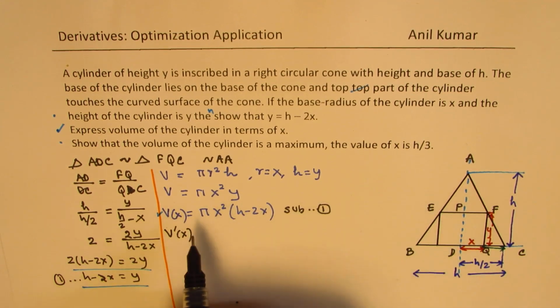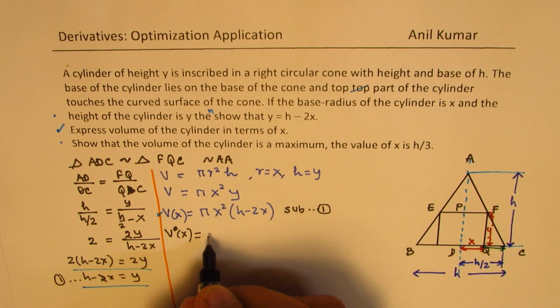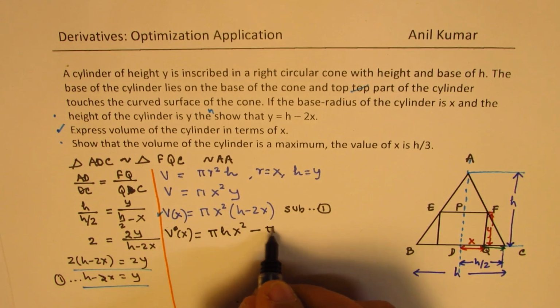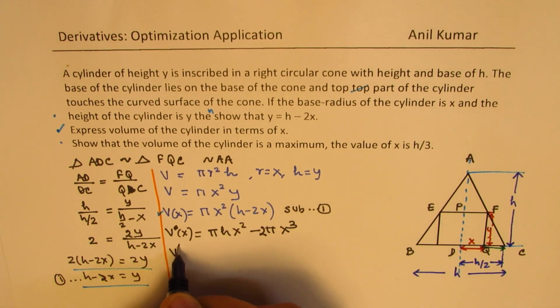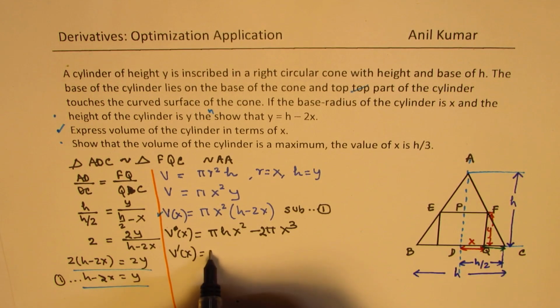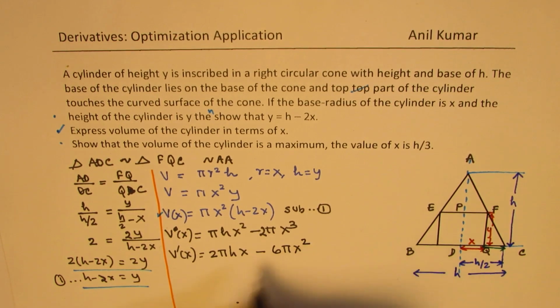So before we find the derivative, let me rewrite this by opening the brackets and it will be simpler. Pi, h is a constant, x squared minus, open the bracket, that is 2 times pi x cubed, right? Now let's find the derivative. So it will be simpler. We just use the power rule. So the derivative of this will be 2 pi h x minus 3 times 2, which is 6 pi x squared.